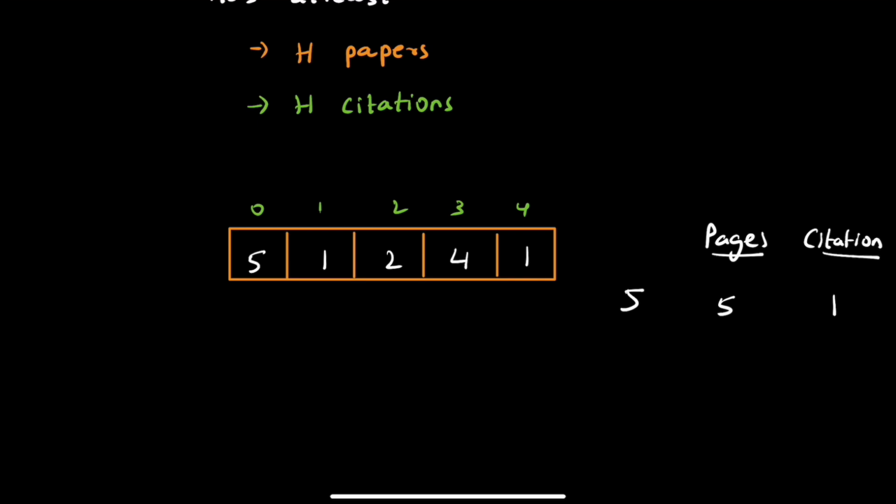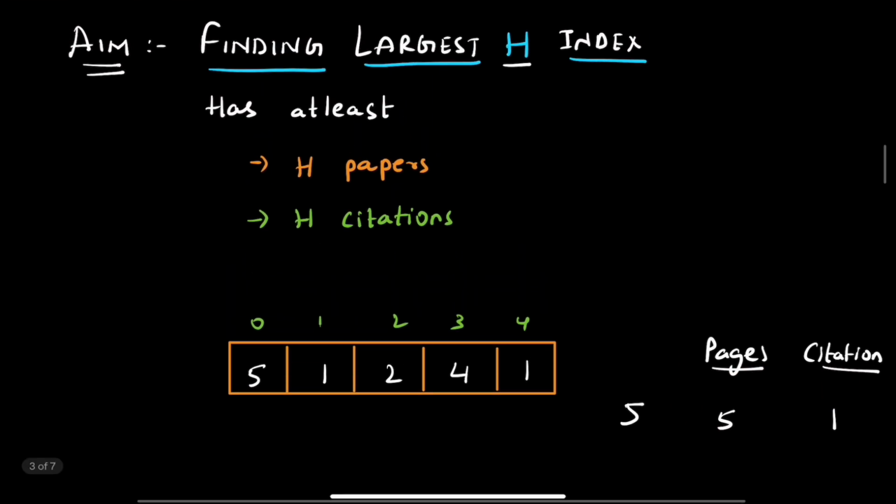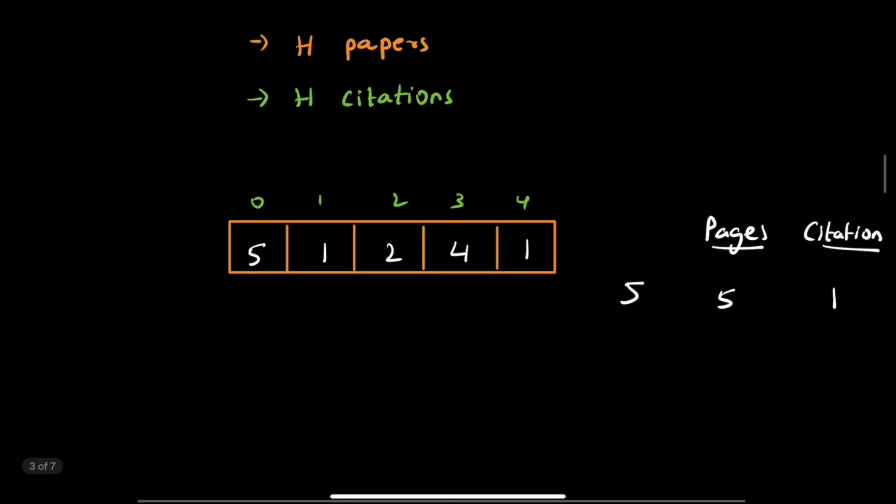But these two are not matching, right? Although the pages are 5, the citation is only 1. But according to the problem, we need at least H papers and H citations, right? So this will be discarded. 5 is not the largest H index, right?